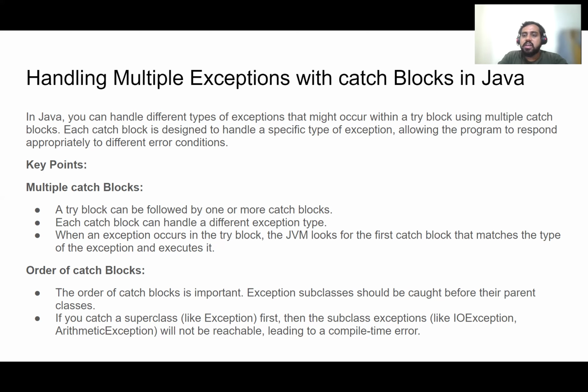So what we have to do is write the subclasses first, then go with the generic classes. That's the reason the order of catch blocks is important, because exception subclasses should be caught before their parent classes. If you catch a superclass like Exception first, then subclass exceptions like IOException and ArithmeticException will not be reachable. So that leads to a compile-time error. The compiler will throw an error because of unreachable code. And as a developer, it's our duty to write the catch blocks appropriately.